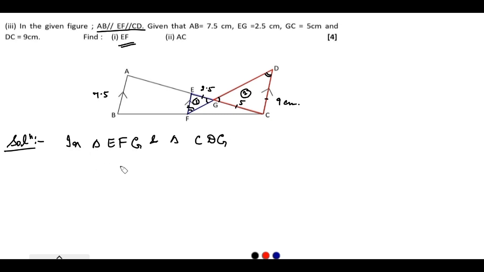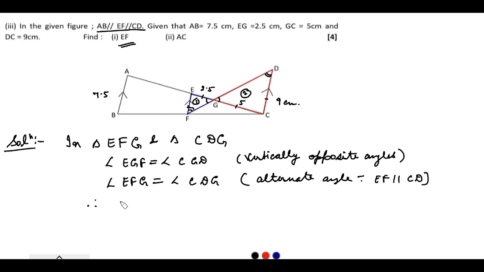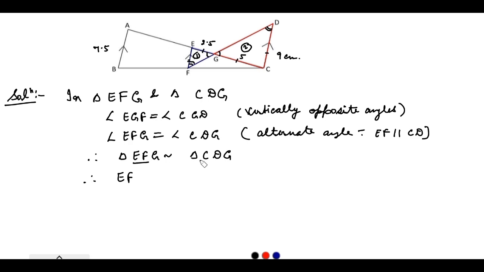In triangle EFG and CDG, angle EGF is equal to angle CGD, vertically opposite angles, and angle EFG is equal to angle CDG, alternate angles, since EF is parallel to CD, and therefore triangle EFG is similar to triangle CDG. Therefore, you can write the proportion of sides directly from here: EF upon CD is equal to FG upon DG is equal to EG upon CG.